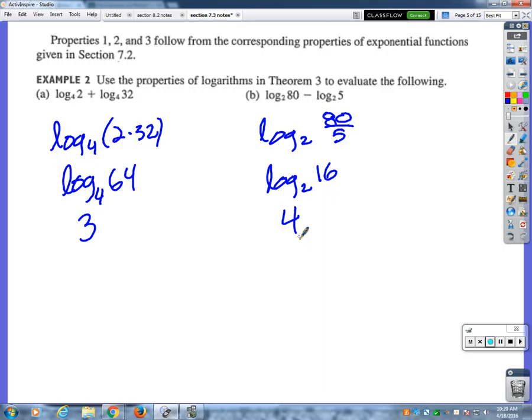Okay? Yeah, numbers are our friends. Okay, we good here? Can I turn the page?